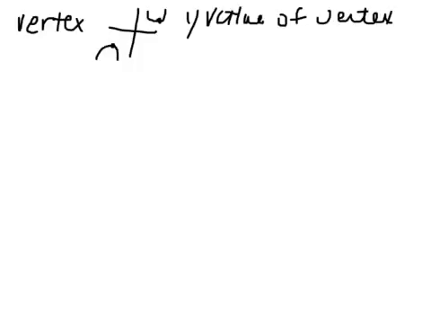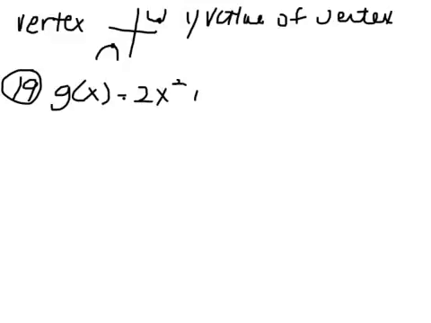If you read the instructions, it says find the maximum or minimum value of each function and then give the coordinates of the vertex of the graph. Honestly, what you're going to have to do is find the vertex first and then tell that y value is your maximum or minimum. I'll do several of these in case you're still struggling. Remember, we have 19 says g of x is 2x squared plus 8x.